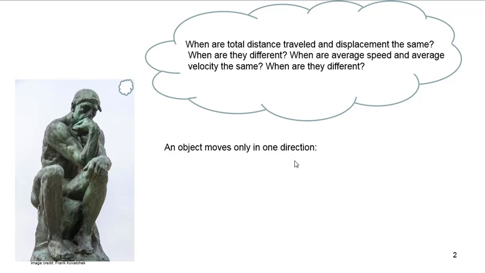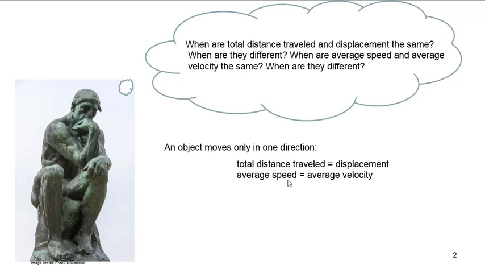So I think a really nice thing to remember is like running around a track, right? When you run around a track, you make a complete circle. You start and end in the same spot. Your displacement is 0, but your total distance traveled is definitely not 0. So if an object only moves in one direction, the total distance traveled is the same as the displacement.